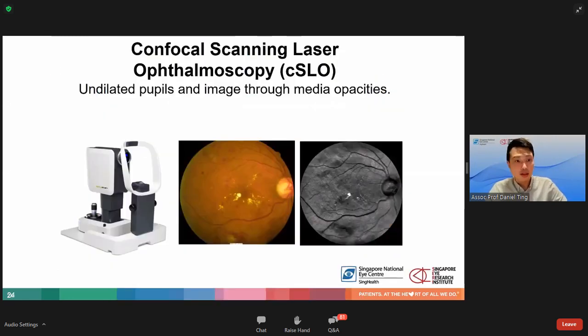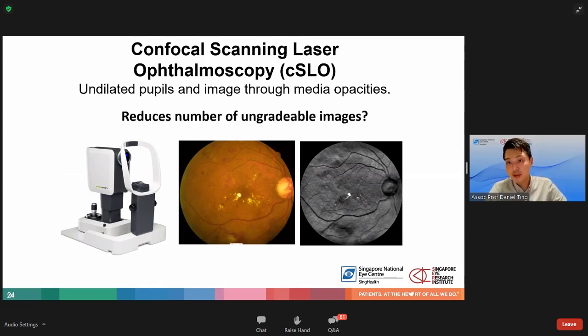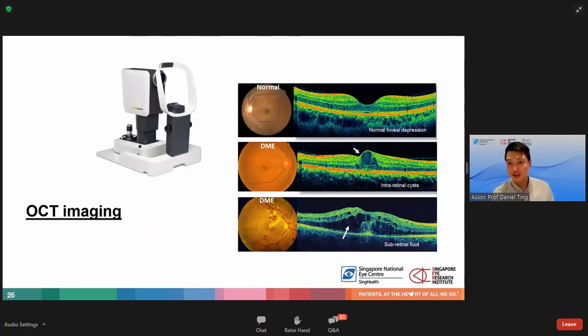This is another type of retinal camera that we can use to screen for diabetic eye problems without having your pupils dilated. I'm sure some of you have been to the eye clinics before. You realize that once your pupil is dilated, you can't check your WhatsApp or scroll through Facebook or Instagram because your near vision will be extremely blurred, and it takes about 4 to 6 hours for your eyes to recover.